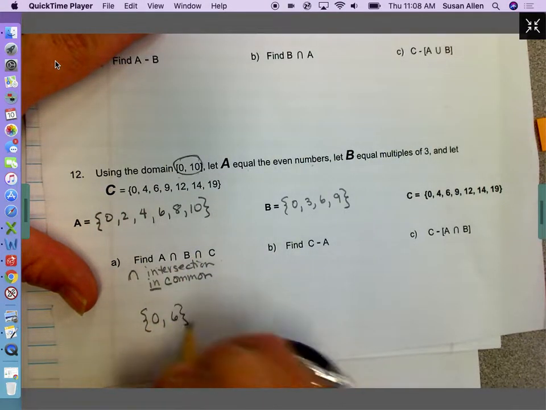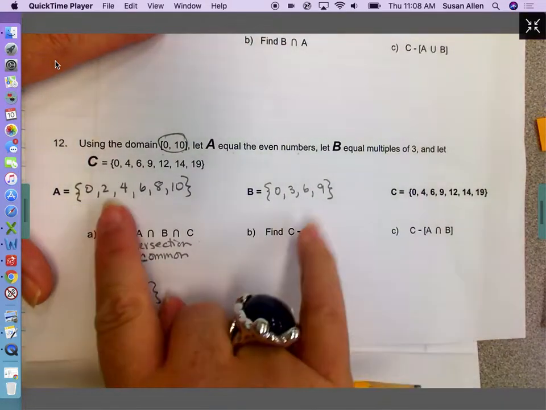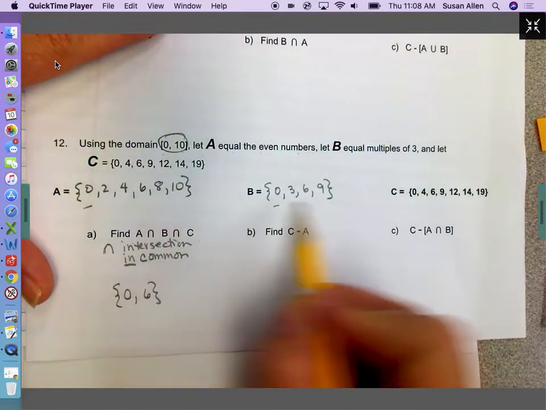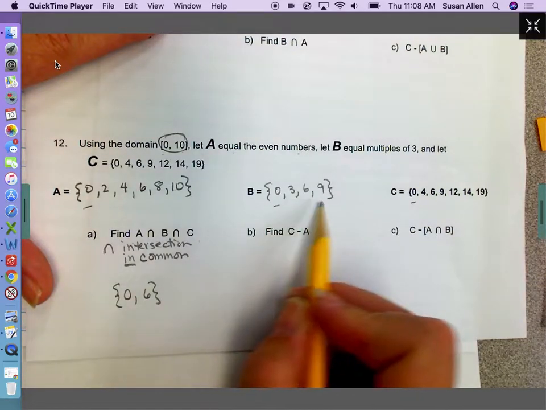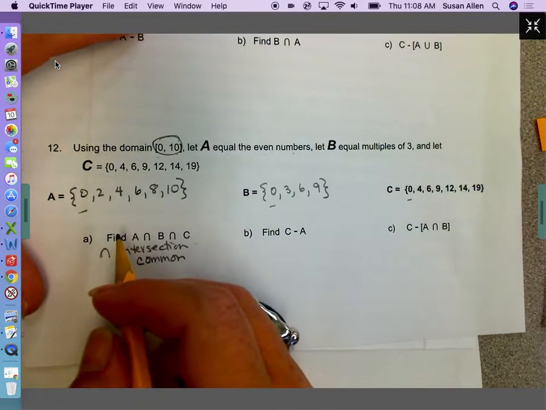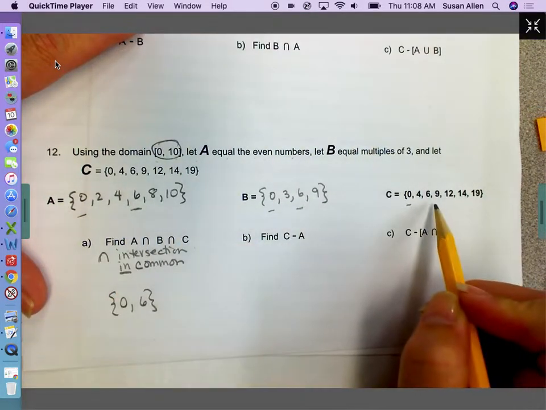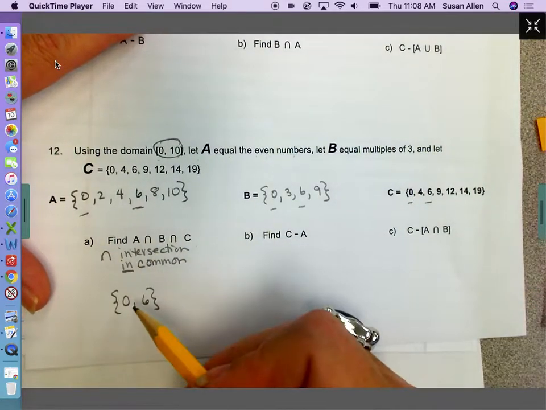If you want, you can just look through your list and go, well, what numbers do sets A, B, and C have in common? So they have 0 in common, and these are multiples of 3. Over here, I have some multiples of 3 and some that are even, but the next one is just a 6. So I've got 0 and 6 so far, and it appears that that is it. But that's really what you're looking for.